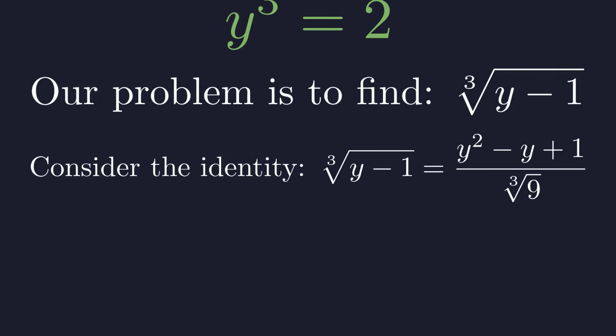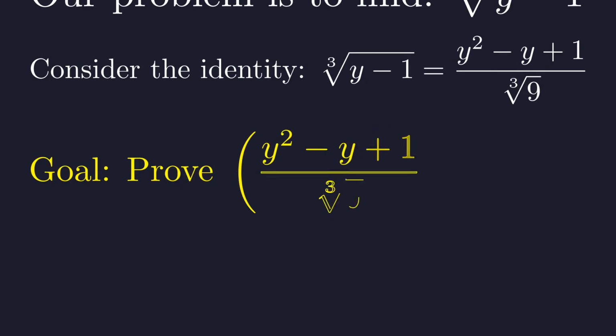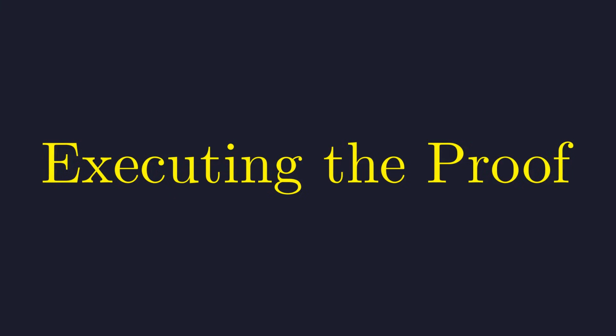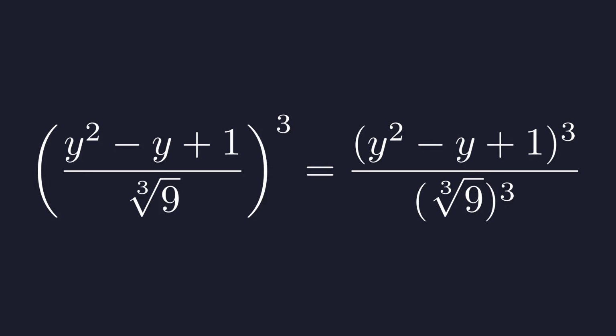The key to the solution is this remarkable identity. Our task is to prove that it's true. To do this, we will cube the right-hand side and prove that it simplifies to become the radicand, y minus 1. Let's begin the proof by cubing the expression. First, we apply the exponent to both the numerator and the denominator.